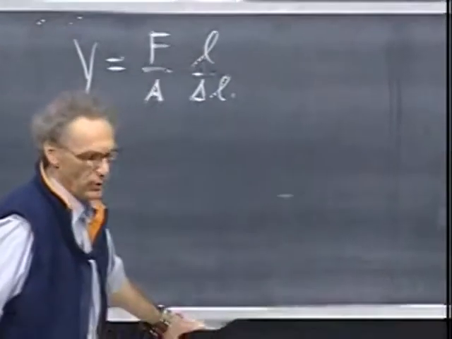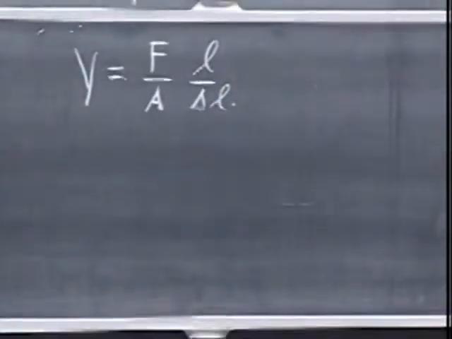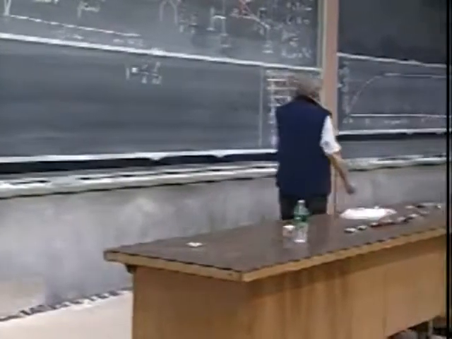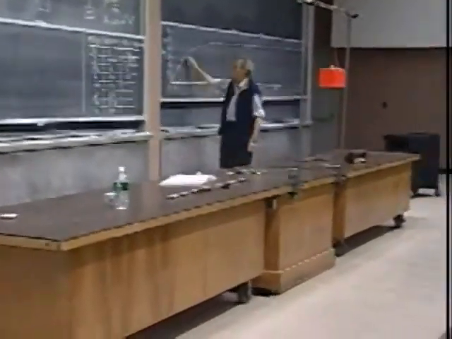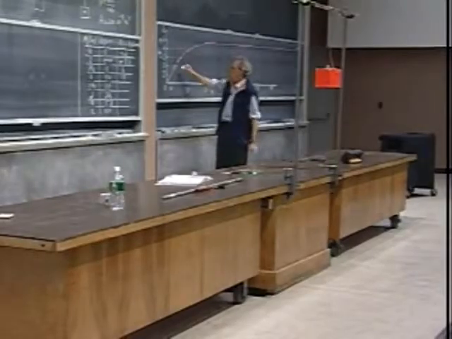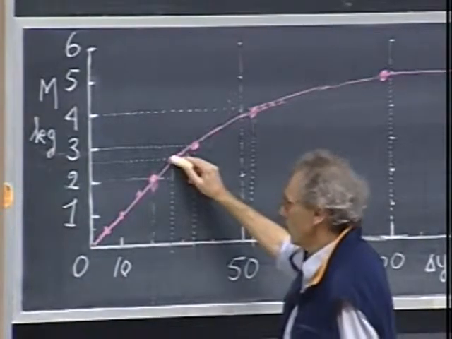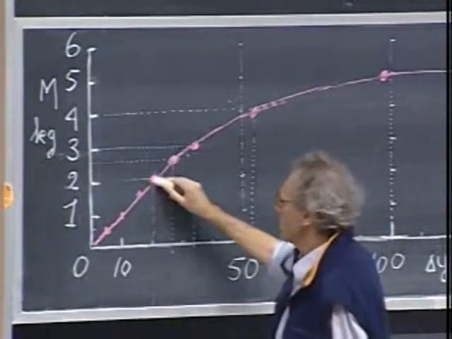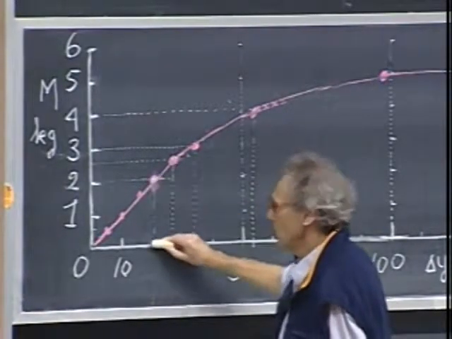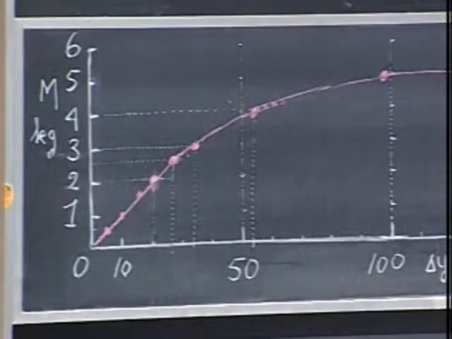And so now it's a matter of where do we think that Hooke's law still holds. I think this whole portion would be fine. So we could take this point as well as this point, because anywhere on this straight line you'll get the same value for Young's modulus. So I will use 2 kilograms and 20 centimeters. I will use this point.